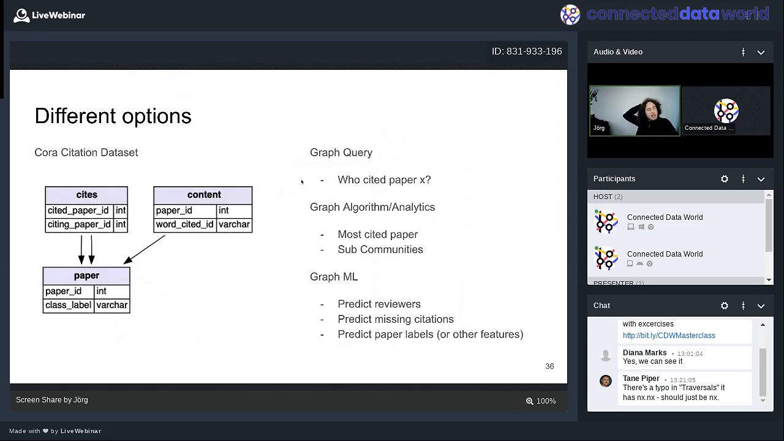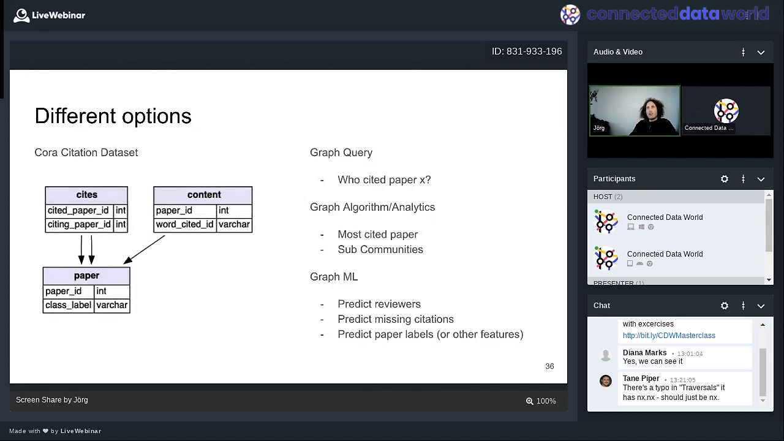What does it actually mean in a concrete example? So the Cora citation network is a common data set used in graph research and also for benchmarking graph systems. And basically it's a connection of papers, like which paper is citing what other papers. In addition, we have some additional labels, some additional content. So if we had a simple graph query, this would be who cited a certain paper. So just give me all the other papers who cited it.